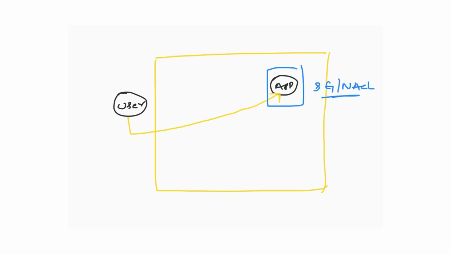If this is the user and this is where the application is, the request has to travel a long path within the VPC. It goes through multiple components, but when it reaches here, the last point of security is served by security groups and NACLs. So that's why this is very important. I will explain what and when to use security groups, and what and when to use NACLs. So firstly, let's start by understanding the primary difference between security groups and NACLs.